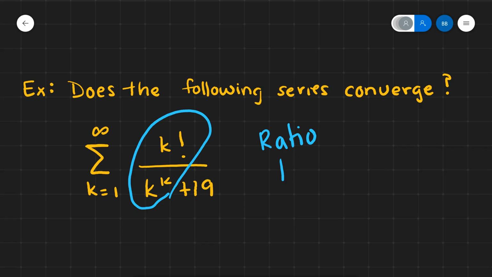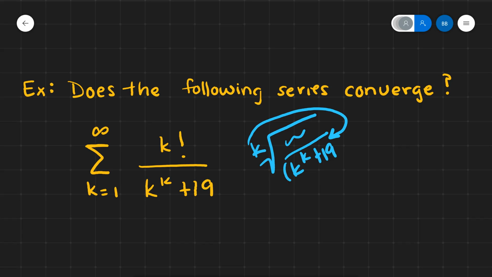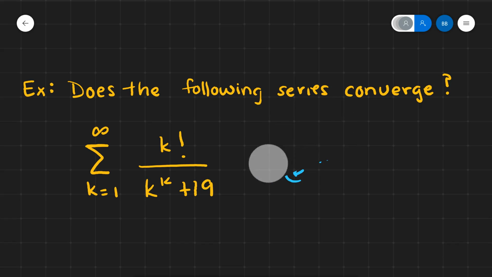However, in this case, we have a plus 19 in the denominator. So if we try to use the ratio test, we will end up with an extra term that doesn't simplify when we turn it into a fraction. The same thing would happen if we tried to use the root test instead. When we try to take the kth root of anything over k to the k plus 19, we can't distribute this kth root to a binomial, only to a monomial. So we can't use the root test directly on this either.